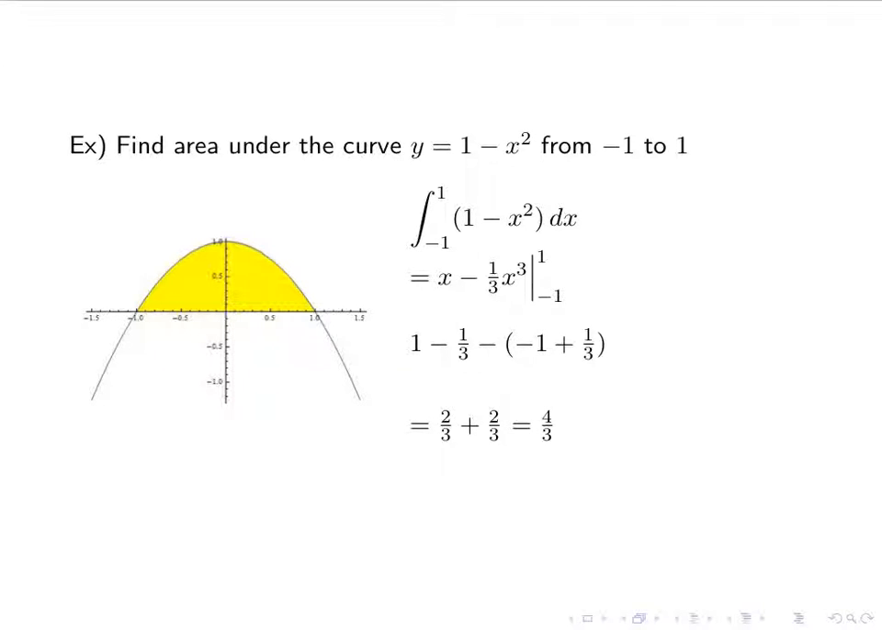And it's not a coincidence that we had 2/3 and 2/3. Because if we look back at our picture, we can see that this area is equal to this area. So each of those areas is that 2/3. So again, in total, we have 4/3.